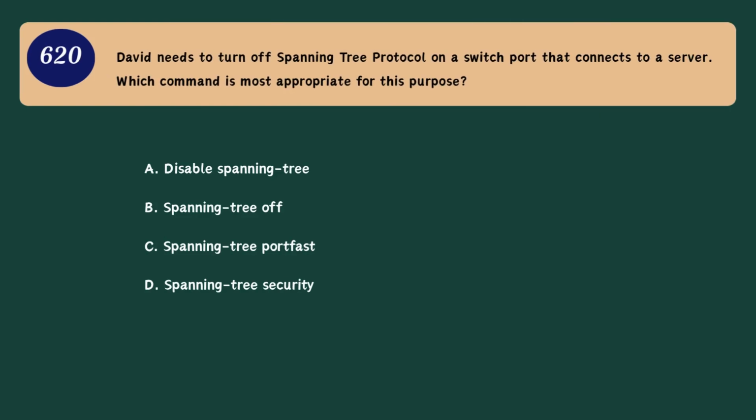Question 6-20. David needs to turn off spanning tree protocol on a switch port that connects to a server. Which command is most appropriate for this purpose? A. Disable spanning tree. B. Spanning tree off. C. Spanning tree portfast. D. Spanning tree security.